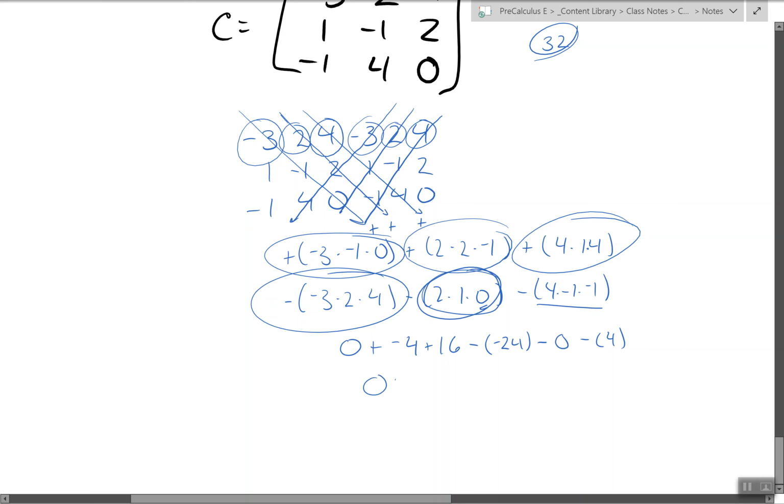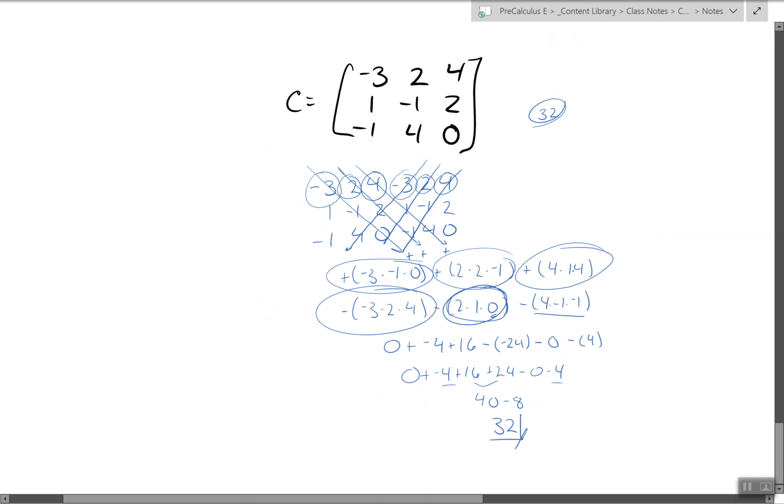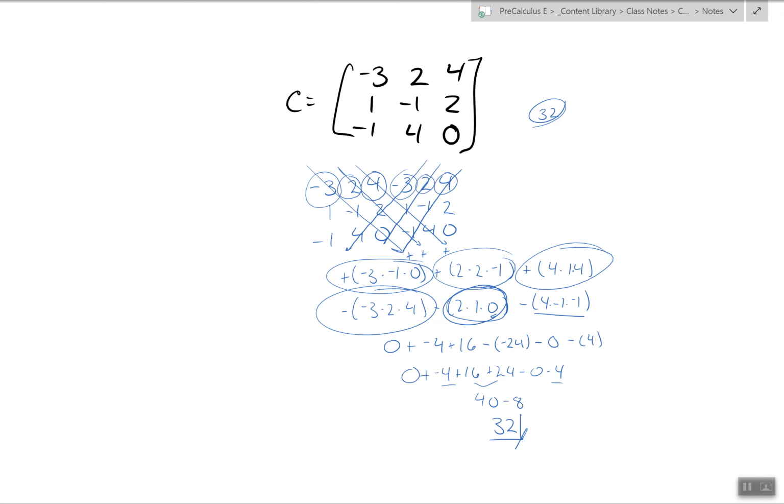So this will become 0 plus -4 plus 16 plus 24 minus 0 minus 4. And if we put all this together, we should get, right there is a 40. That's a -4, -4, so 8. And we end up with 32 as we did the last time we did it, which is good. So we now have this alternate method of doing 3 by 3 determinants, which is pretty nice.